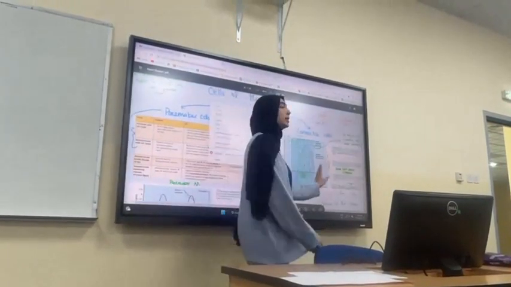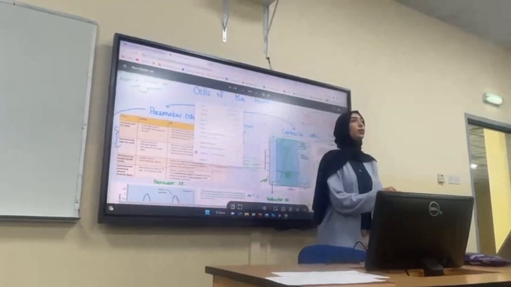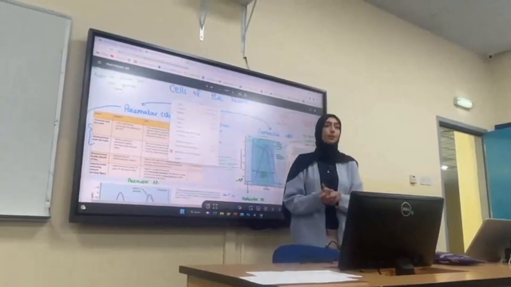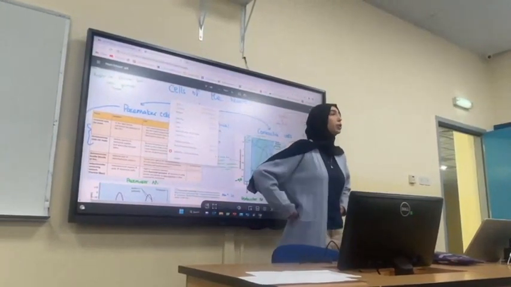And then how does the action potential in the heart cell travel from one cell to another? Gap junctions, which are found in.